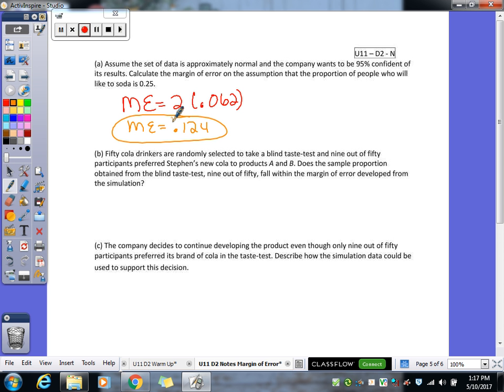So 50 cola drinkers are randomly selected to take a blind taste test, and 9 out of the 50 participants preferred Stevens' new cola product to products A and B. Does the sample proportion obtained from the blind taste test, 9 out of 50, fall within the margin of error developed from the simulation that they ran? So let's first figure out, what is our percentage if we have 9 out of 50?